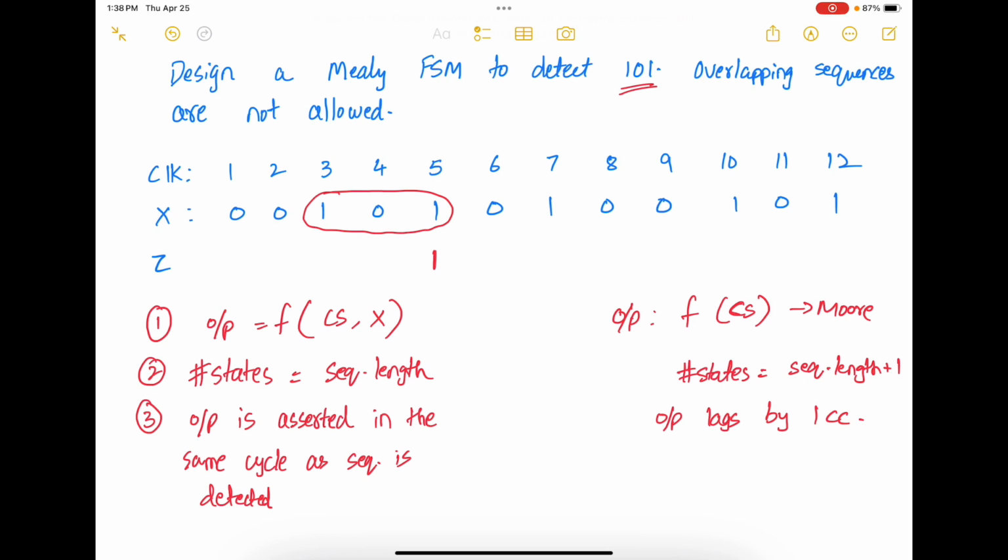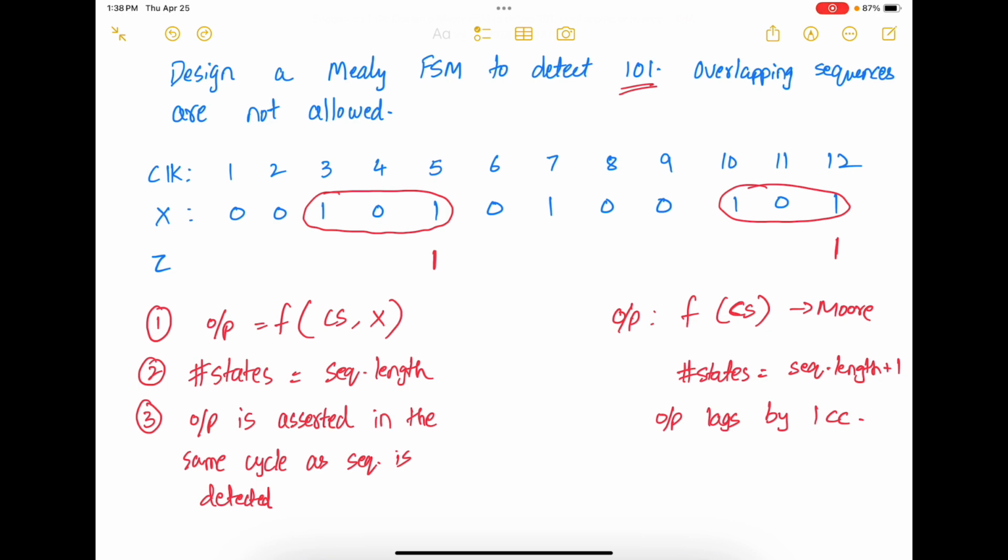The second instance where 101 is detected is this one here. So your output is asserted in cycle 12. Remember, overlapping sequences are not allowed. If the overlapping sequences were allowed, this would have been your second instance of your sequence, and your output would have been asserted in cycle 7. But since overlapping sequences are not allowed, we are going to ignore it.